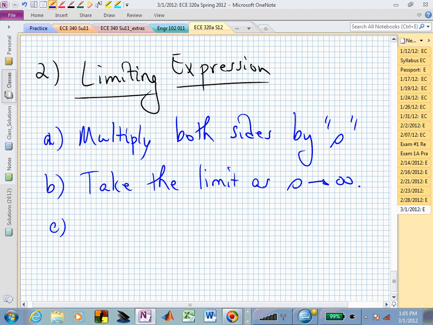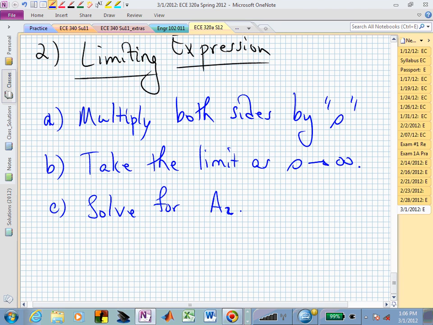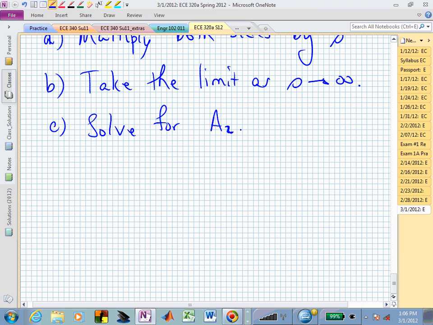Once we have that, hopefully things will start to go away. Certain terms will vanish, and maybe we'll have an easier task of solving for this unknown a sub 2. Now, if those steps, A, B, and C, are not very clear, let's apply those to our expression.